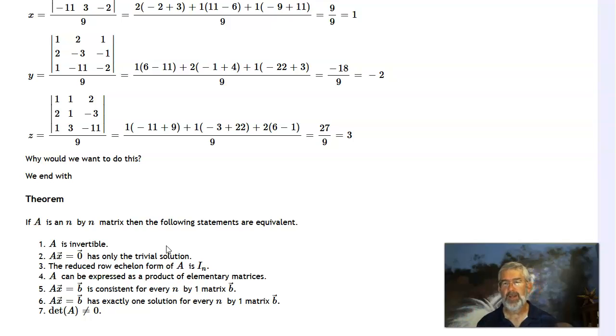Any one implies the other. So if you have one, you've got them all. And if you don't have one, you don't have any of them, right? So there's a lot of things that are related to the invertibility of a square matrix, and we will continue to see more and more of them as this course goes on.